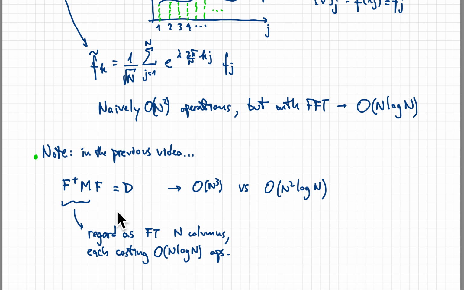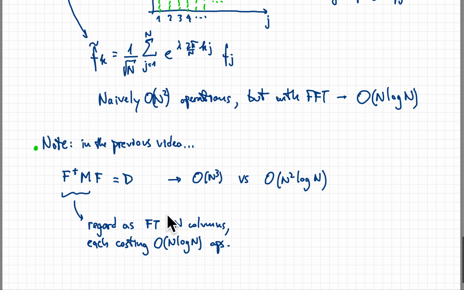One way to see that happens is that you can regard this operation, f dagger m, as a discrete Fourier transform of n columns, the columns of m. And so each of those would cost n log n if you use the FFT. And so then you have n squared log n total.